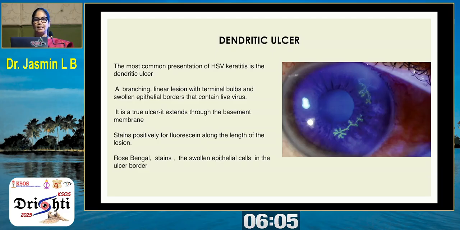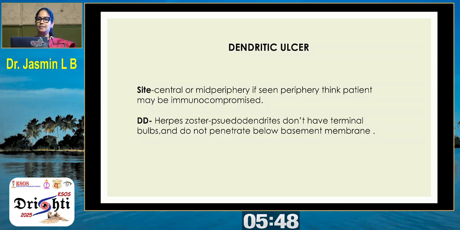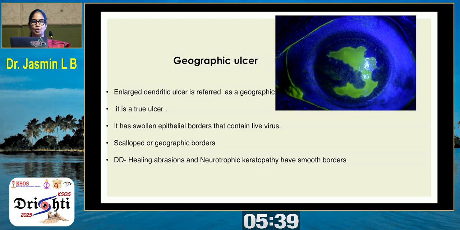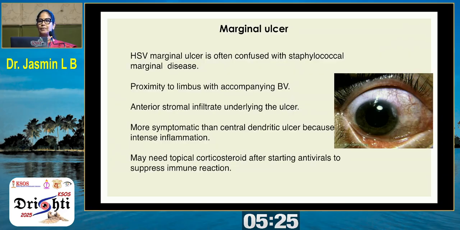It causes branching linear lesions with terminal bulbs which contain live virus, and it is a true ulcer. It extends through the basement membrane. It stains positively with fluorescein along the length, and at the margin the swollen epithelial cells stain with rose bengal. If we treat a dendritic ulcer with steroids, it can progress to a geographical ulcer. It is also a true ulcer, no longer dendritic linear, containing swollen epithelial borders with live virus, and it has geographic borders.